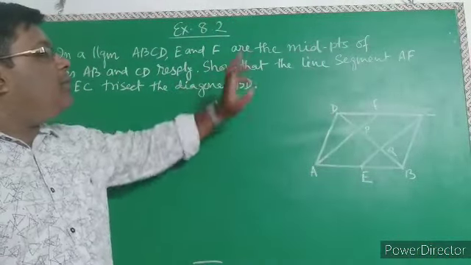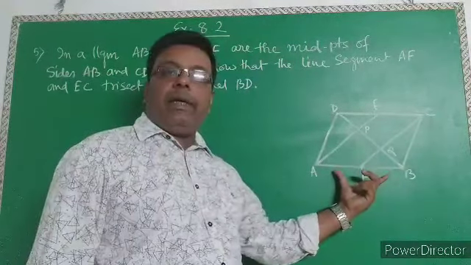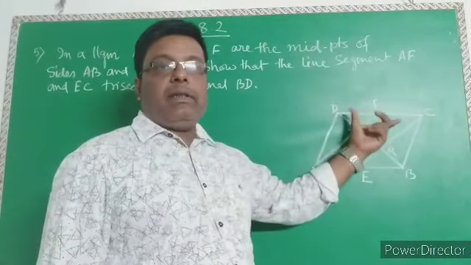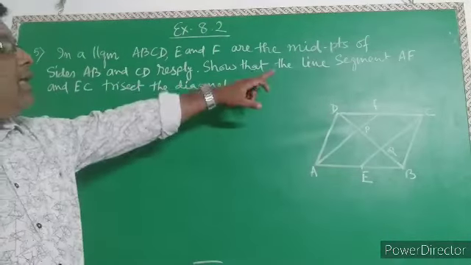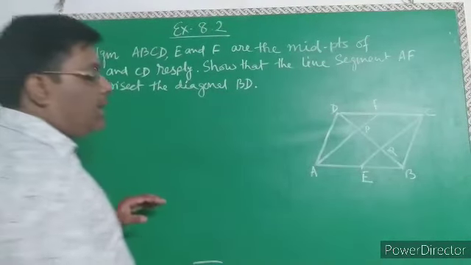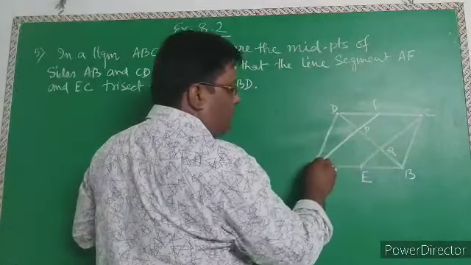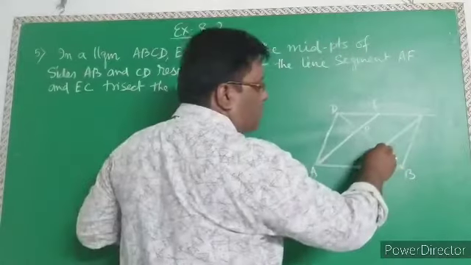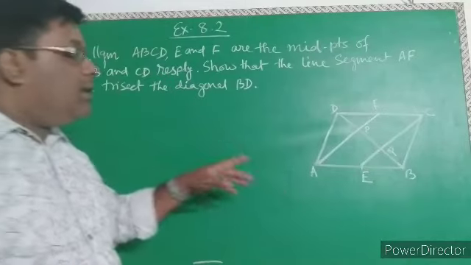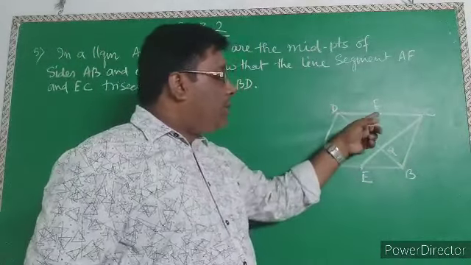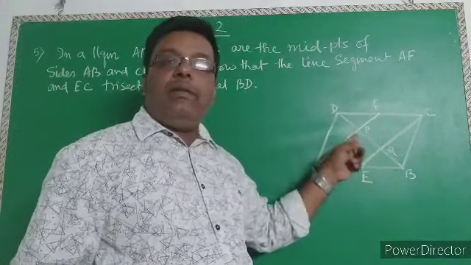E and F are the midpoints of AB and CD respectively. That is, E is the midpoint of AB and F is the midpoint of CD. Now, the line segments AF and EC, these two line segments, trisect the diagonal BD. This is the diagonal BD.